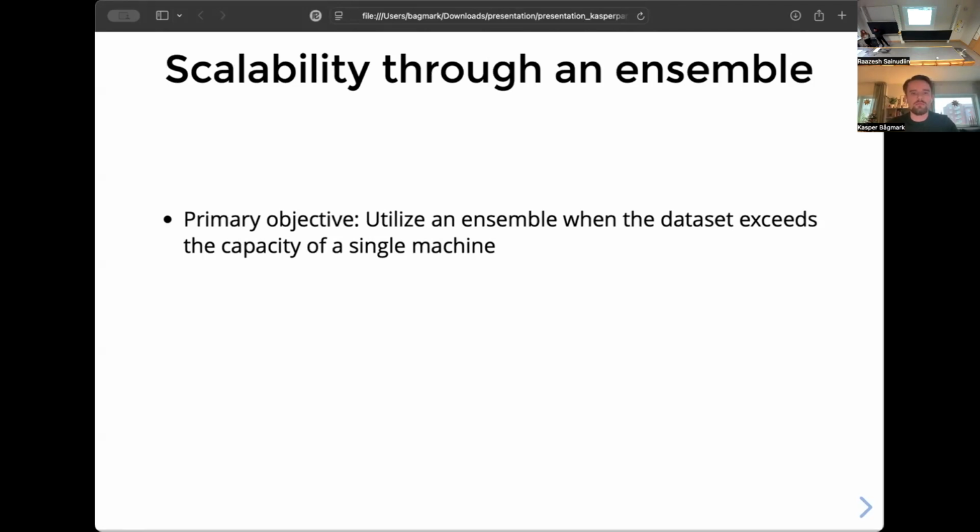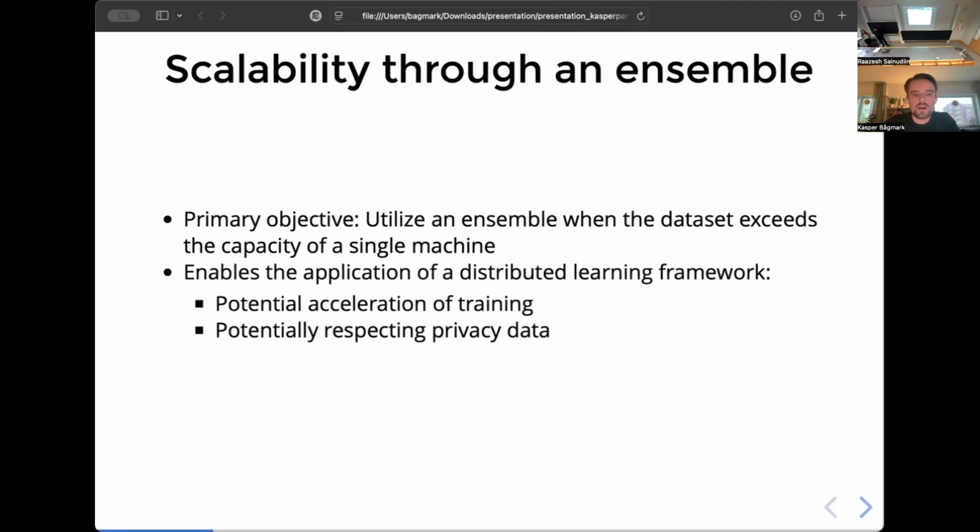The main thing is that if the data is large enough or too big for a single machine to handle, we simply want to deploy the data on different machines, different nodes. So that's the main idea behind the ensemble. And what this enables is the application of a distributed framework in general, which can give acceleration during training if we find an efficient point of partitioning the data. We could also allow for respecting privacy of data at the local machines. If we have hospital data from different hospitals, they can keep their own data and train on this at each node, essentially.